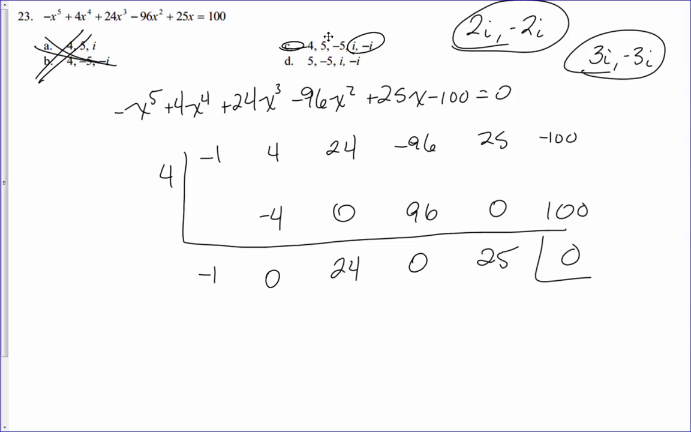Then we tried the only thing different between these two, which was the 4. Plug the 4 in, run your synthetic division. We got a 0, which means 4 is a root, which means the answer has to be C. Because if you did 5 and negative 5, you would also get a 0 as well. All right, so that's how I would do 23. Kind of a little shortcut way to do it, but hey, the answer is multiple choice, so that's what I would do. I wouldn't take the time to do it any other way.